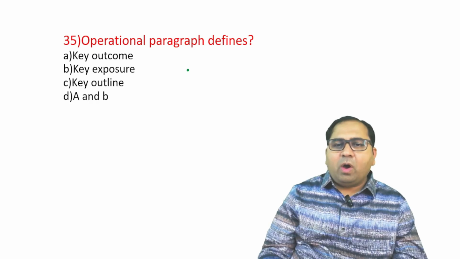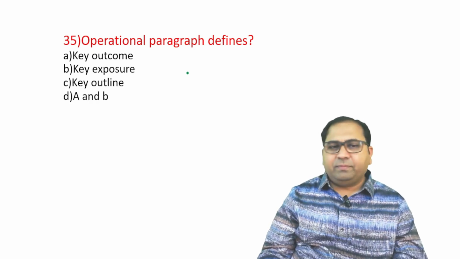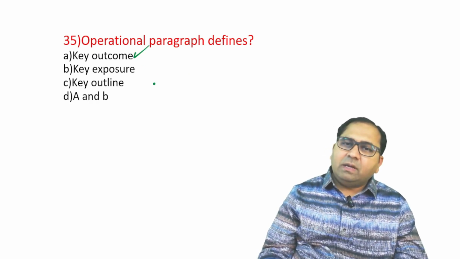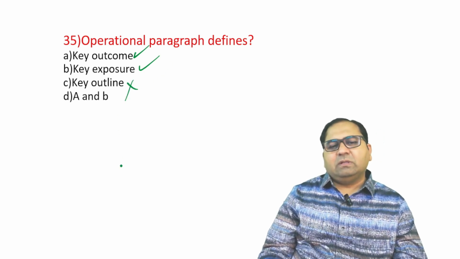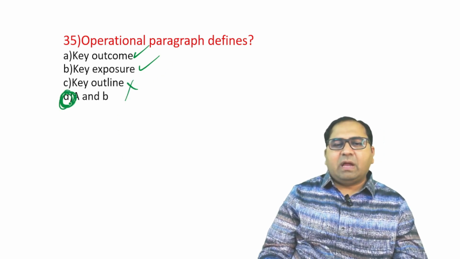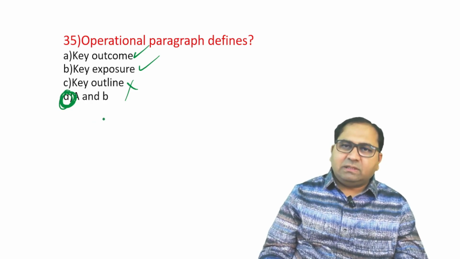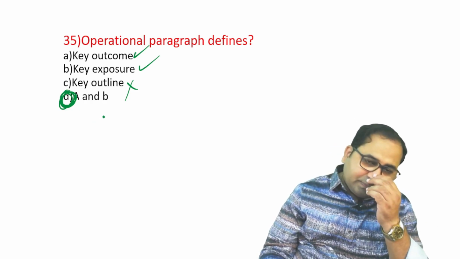Next question. Operational paragraph defines what? A, key outcomes, B, key exposures, C, key outlines. So answer is D, both key outcomes and key exposures. Even this is a repeated question.